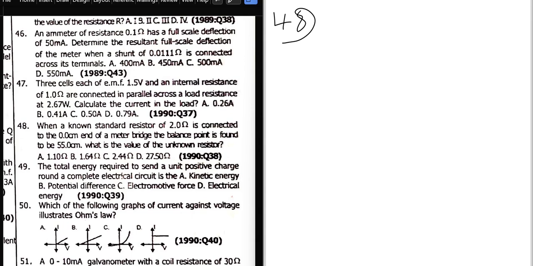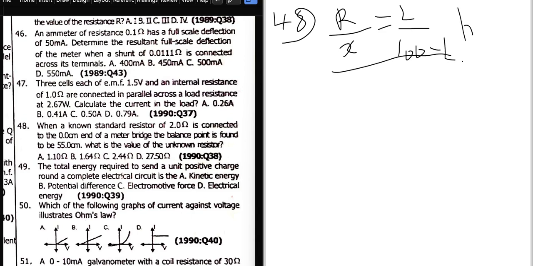Alright, so what we are going to do here is simple. We're going to say R, that is resistor, over X is equal to the length, 55, over 100 minus L, minus the length. So this is the formula to solve that.